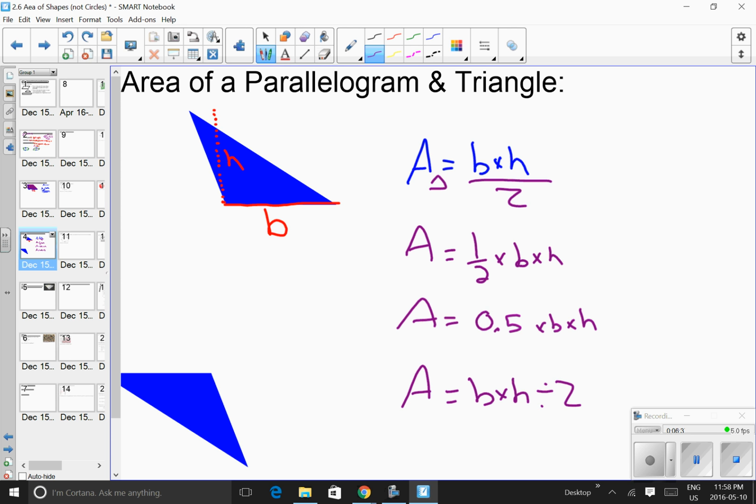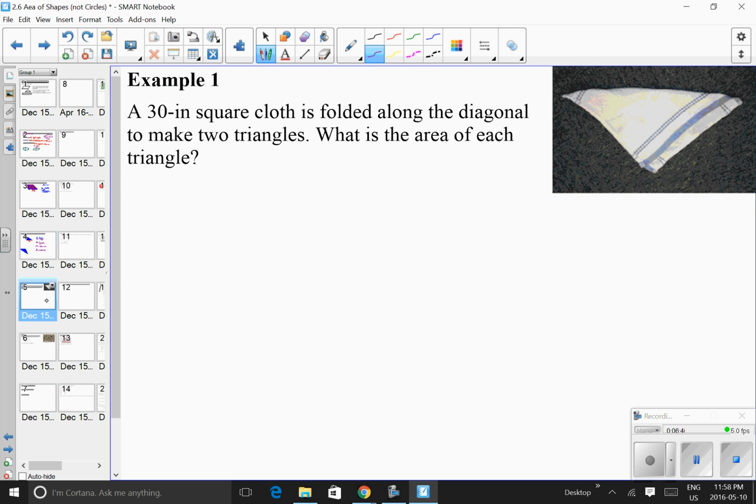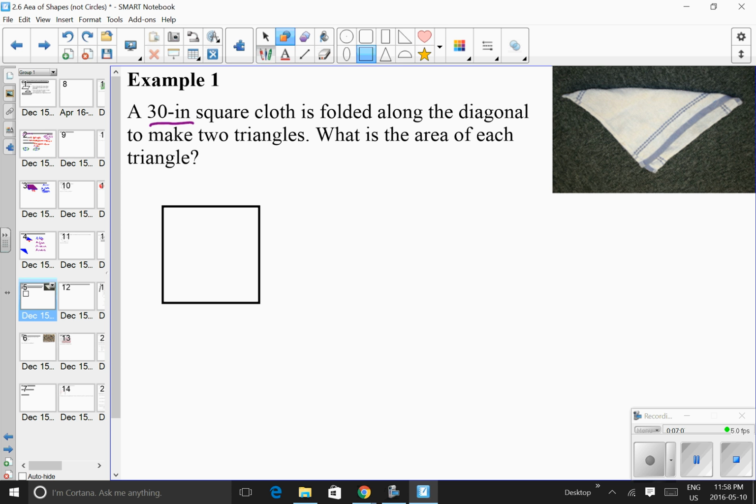Alrighty, let's do some examples. Example 1. A 30-inch square cloth is folded along the diagonal to make 2 triangles. What is the area of each triangle? So when I say 30-inch square, we're not talking about the area right there. We're talking about a square that has a side length of 30. So I've got a square, and each side length is 30. If I was to cut this thing in half, I want to know the area of that triangle.